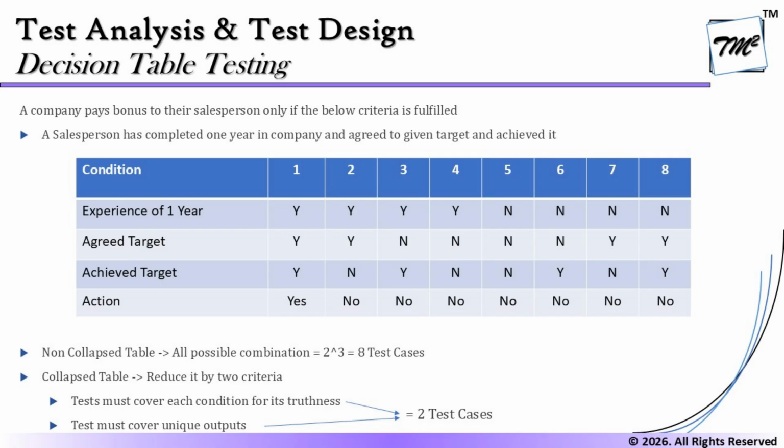In this case, as you can see, for a non-collapsed table, you would have 8 test cases, which is the full table. But for a collapsed table, just follow the simple rule, and it totally depends on the scenario. If your scenario includes multiple conditions and different outputs, then make sure you choose the number of test cases based on that. By default, the first test case will cover all the conditions for their truthness. But what if there are 4 different outputs? Then the minimum number of test cases will be 4, because the unique outputs also should be covered.